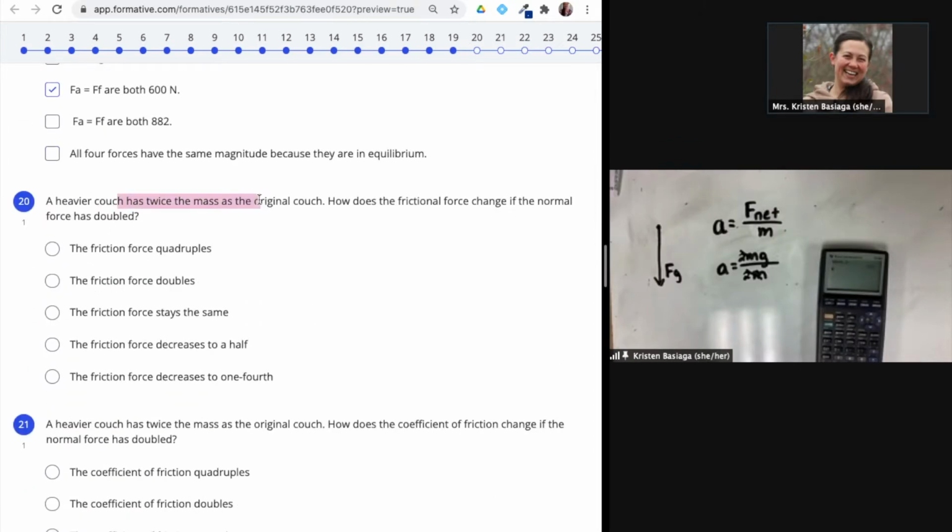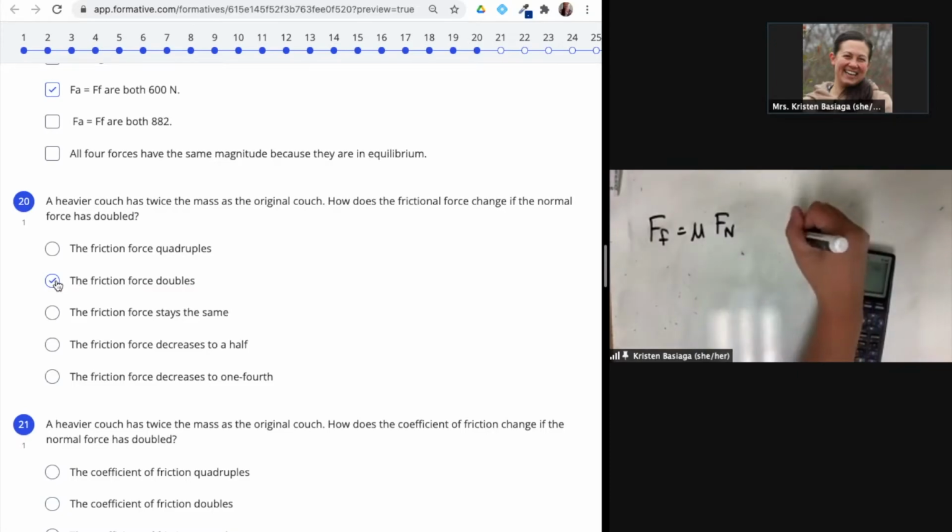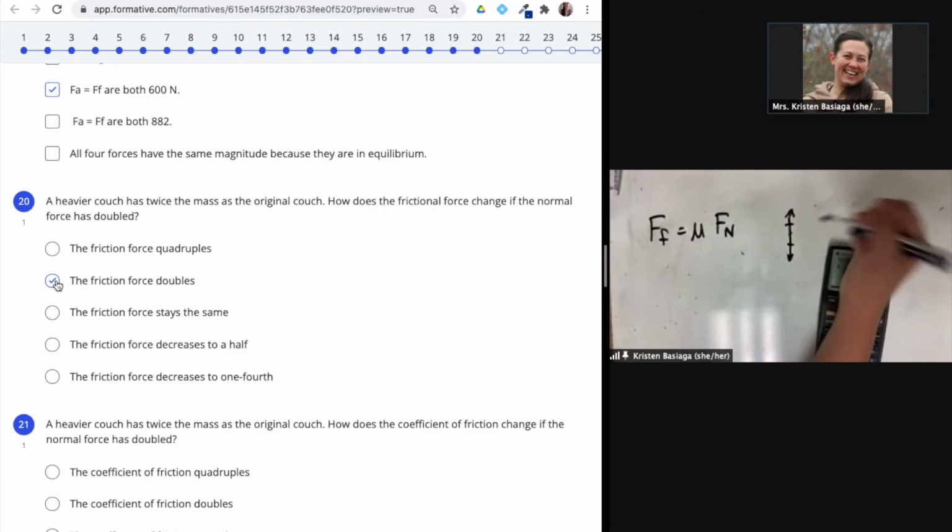Doubling the mass would double the normal force. So that would actually change the friction force. If you doubled the weight, then you also doubled the normal force, and that would make friction bigger, right? Imagine pushing a couch with someone on it versus someone off of it.